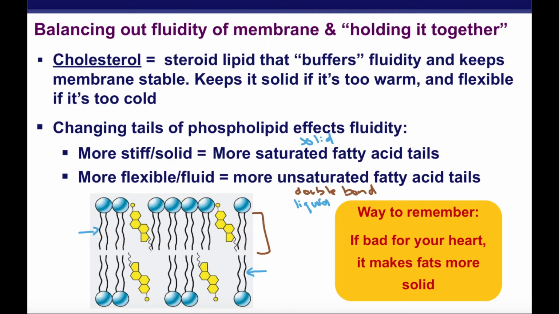So there's two ways we can get our membranes to be the right flexibility. Cholesterol can go either way. It helps keep it from going too far in one direction or the other. Or we can manipulate the phospholipids themselves, but this one is hard to shift quickly, and it happens over time in an organism that lives for a long time in an environment that might be very cold and needs more flexibility, or very hot and needs less flexibility.